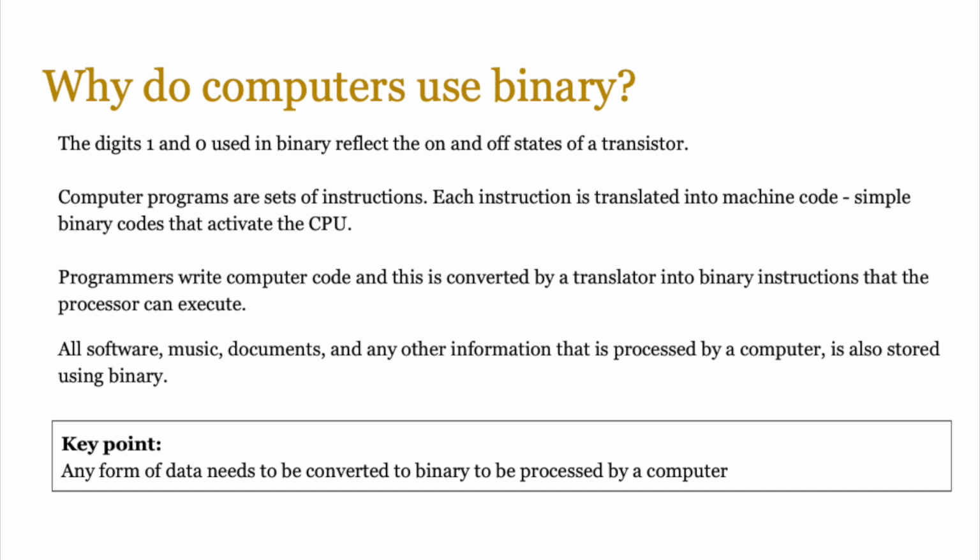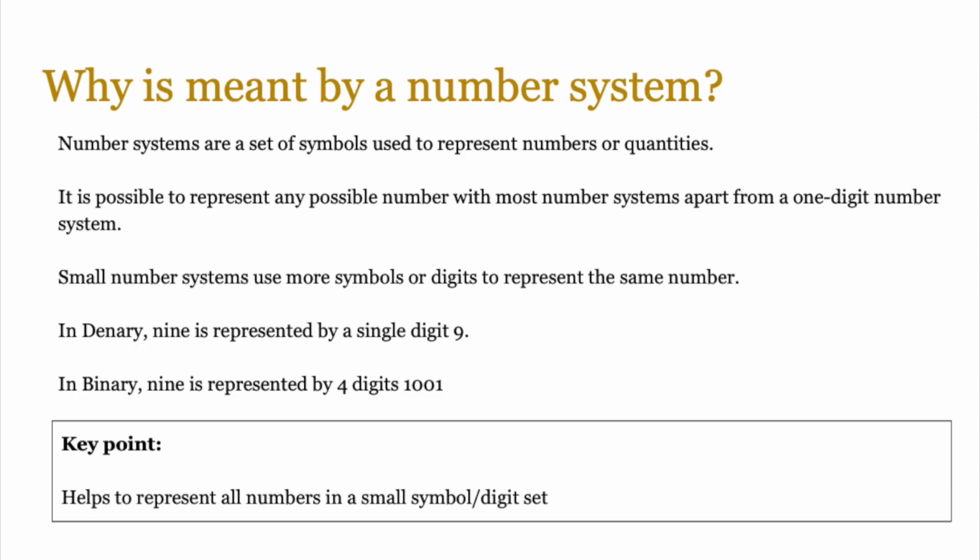If you don't convert it, it just won't work. And for that, we need to use a number system. And what exactly is a number system? Well, a number system is basically a set of symbols which are used to represent numbers or quantities. For example, the number 1 or the symbol 1 represents just one. The symbol 2 represents two things, and so on.